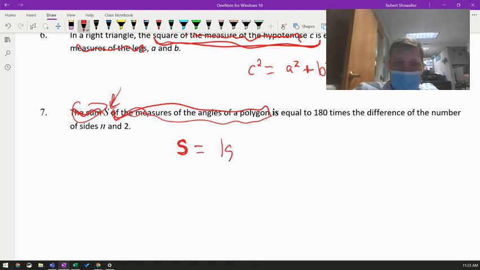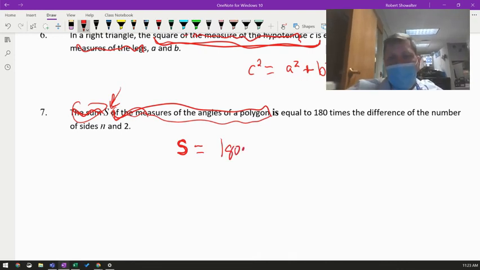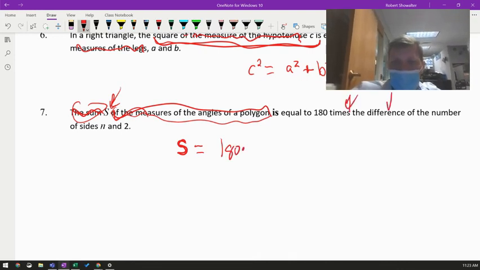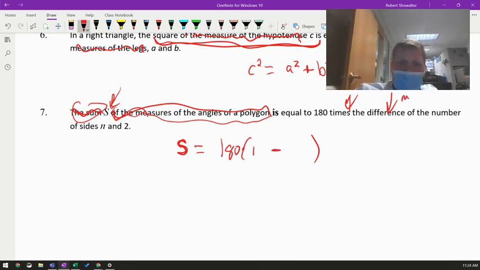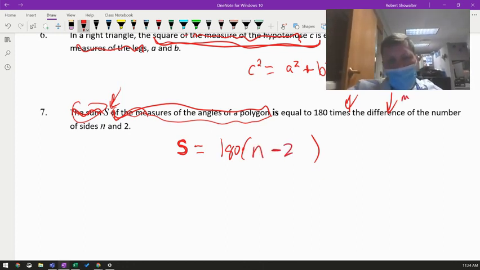180, okay, times, now here we have times, and we have difference. That's going to be a quantity. That's going to be a grouping symbol. Two operations right next to each other. Difference of a number n and 2. The difference of a number, what is difference? Difference is minus, subtract. A number n and 2. Look at that. We did it.